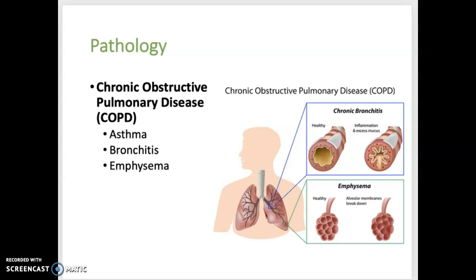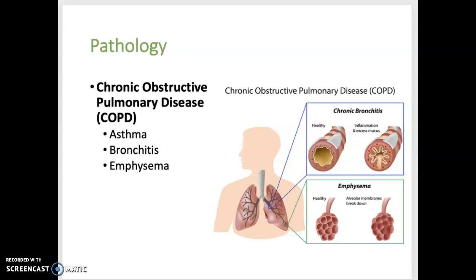COPD, you've probably heard of this. It's chronic obstructive pulmonary disease. And this is really a wide variety of diseases and disorders that, for whatever reason, cause a chronic obstruction in the airways. So included in this large category of disorders is, first of all, asthma, which involves bronchospasms, and they occur due to an allergen or some type of stressor.